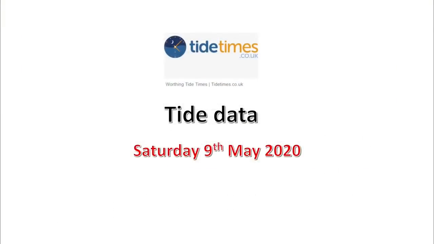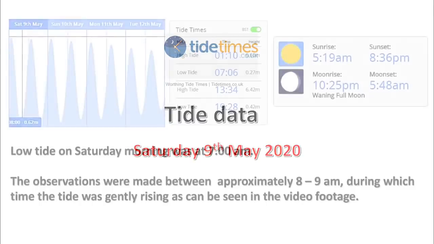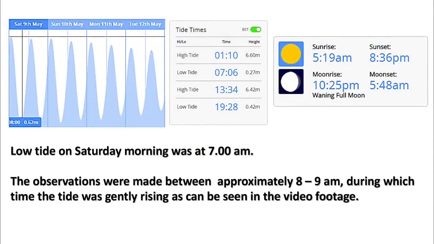Tide data, Saturday, 9th of May, 2020. Low tide on Saturday morning was at 7 a.m. The observations were made between approximately 8 to 9 a.m., during which time the tide was gently rising, as can be seen in the video footage.